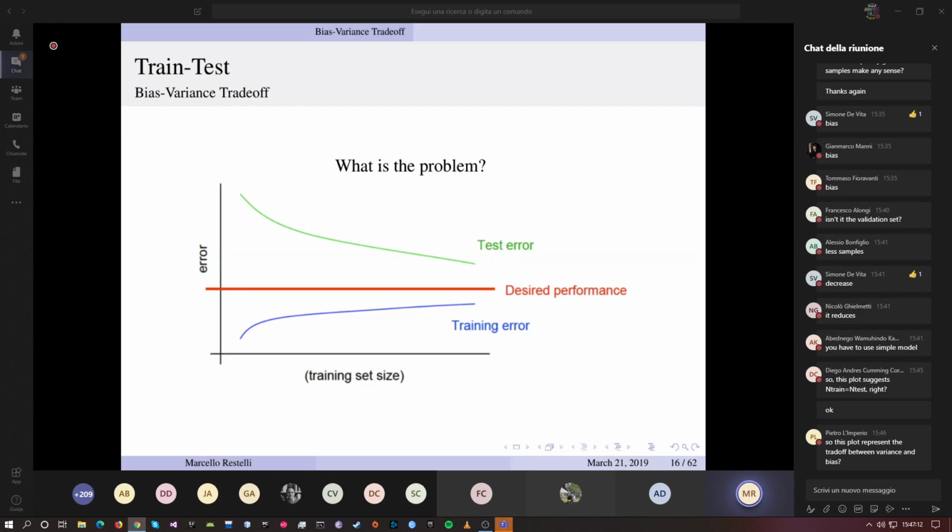On the x-axis here, you have the training set size. And now you have this behavior. On the y-axis, you have the error. We have the blue line that is the train error, and the green line that is the test error. And the red line is, let's say, a target performance that you would like to reach. Looking at this plot, do you think that your hypothesis space is too large or too small?